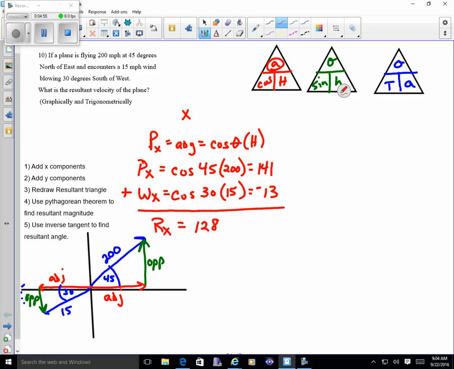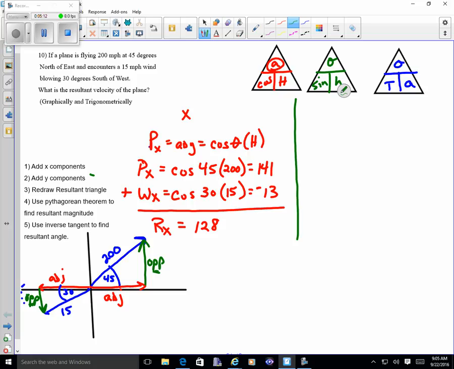Well, now let's take a look at the y direction. That's step 2. Step 2 is right here. And in order to find the y direction, if you look at this side right here, you see how it's the opposite side for both the plane and the wind, and you know the hypotenuse is 200.